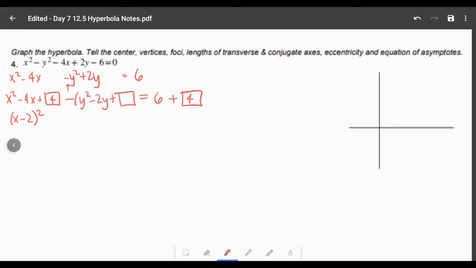That's a negative 2y, not a positive 2y. And if I take half of the negative 2 and then square it, I get negative 1 squared, which is positive 1. So I'm going to subtract (y minus 1) squared. And whatever I do to the left side, I also have to do to the right side. So since I subtracted 1, I also have to subtract 1 on the right side. And that gives me 9.